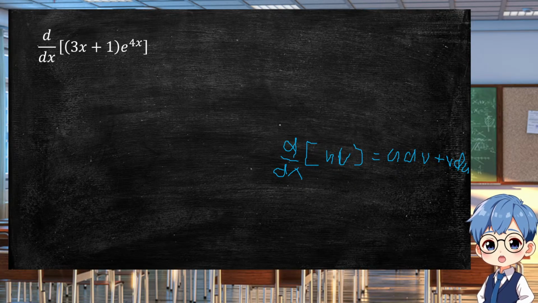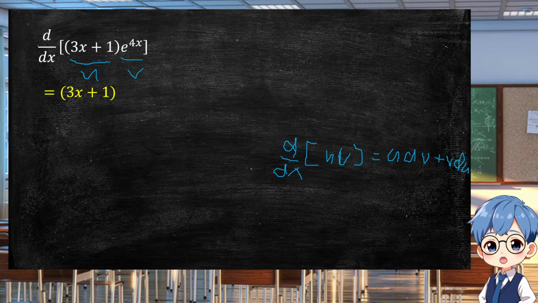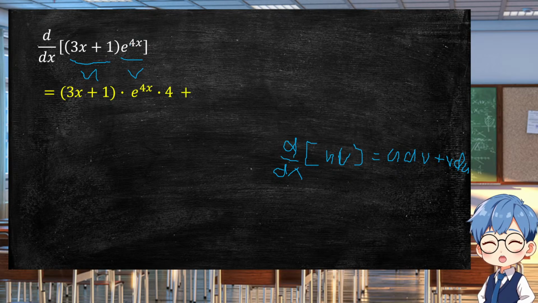So following this formula, our u would be 3x plus 1. Our v will be e to the power of 4x. So that's why we write first 3x plus 1, followed by the derivative of e to the power of 4x. The derivative of e to the power of 4x is just e to the power of 4x times the derivative of its exponent, which is 4. So simplifying further, sorry, I forgot, that's u dv plus v du. So v is e to the power 4x times the derivative of 3x plus 1, which is just 3. Diba? Kaya it's 3 times 1 plus 0.